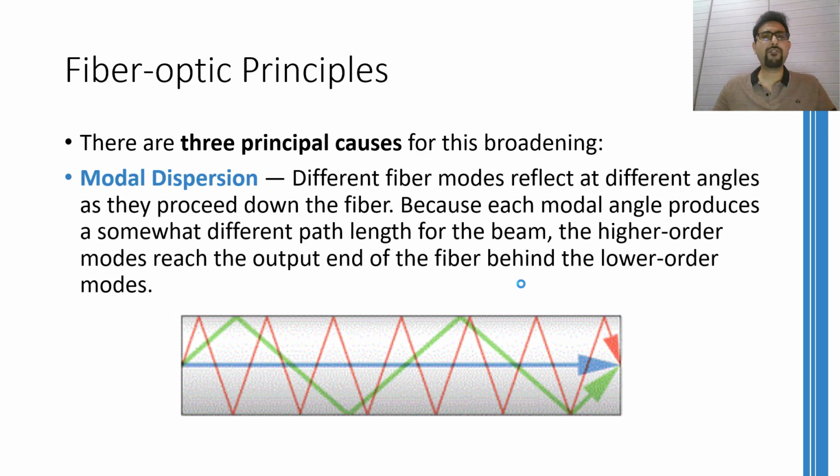The second reason for dispersion is called modal dispersion. And this is what we have talked about when we discussed the modes of the fiber optic cable. Each mode is traveling a different path and hence a different length. Therefore, the light traveling in each mode will take a different time to reach the other end.